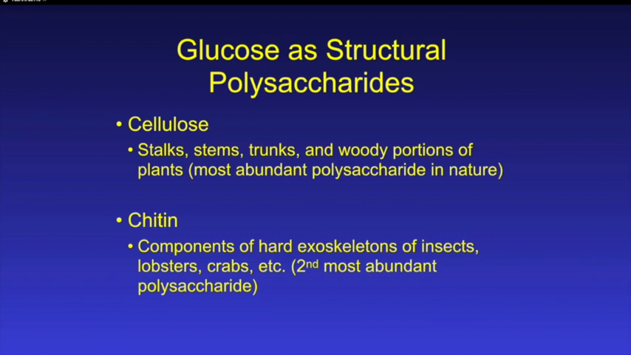Now, chitin, on the other hand, is a polysaccharide, not just having glucose. We're going to have some modified glucose molecules that will allow it to have more hydrogen bonds. The components of exoskeletons of insects, lobsters, crabs, we can see, and if we think about the structures of those particular components, a lot of structural integrity. And so this is the second most abundant polysaccharide found on the face of the earth.